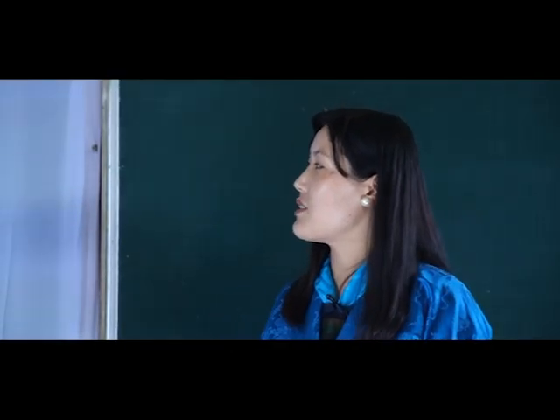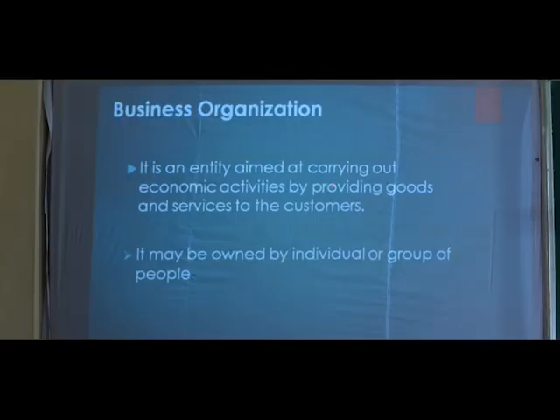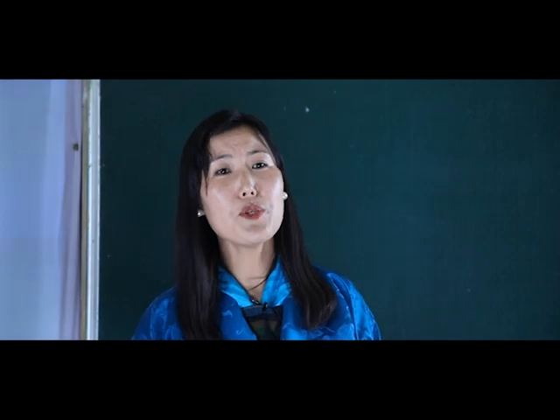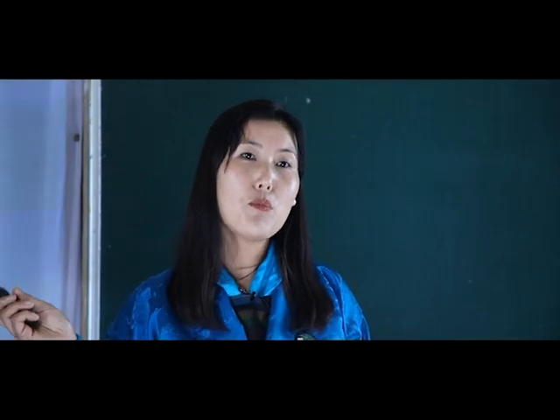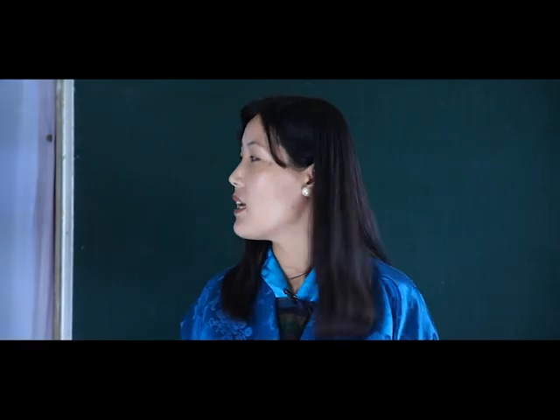Business organization is an entity aimed at carrying out economic activities by providing goods and services to the customers. I told you in my previous lesson also that business is an entity engaged in production of goods and services, and then they distribute to the consumers with the aim of earning profit. You will get to know more about this because we have more examples later on.